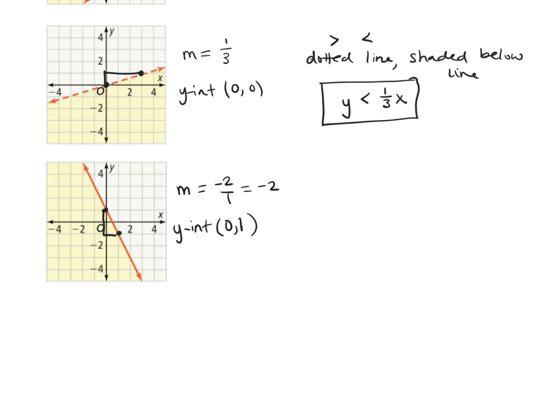All right, and then we have a solid line and we have shaded below the line. So solid line means we can use a greater than or equal to or a less than or equal to. Shading below is going to use the less than or equal to. So y is less than or equal to mx plus b, so -2x plus 1.